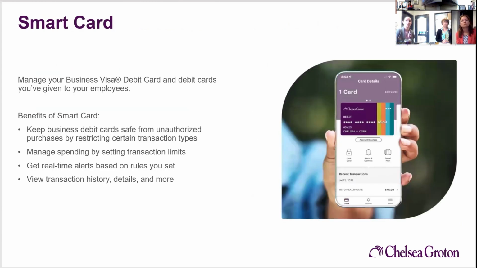Smart Cards is a great way to manage your debit cards. So that way if you've given any of your employees debit cards, you can restrict what they can do with their debit card. You can limit certain transaction types, certain merchant types, set limits, and get alerts based on rules that you set. So that way you are aware of what's going on with your debit cards, and you can mitigate fraud.